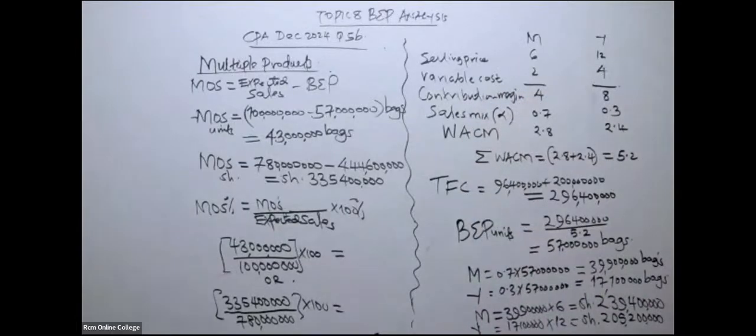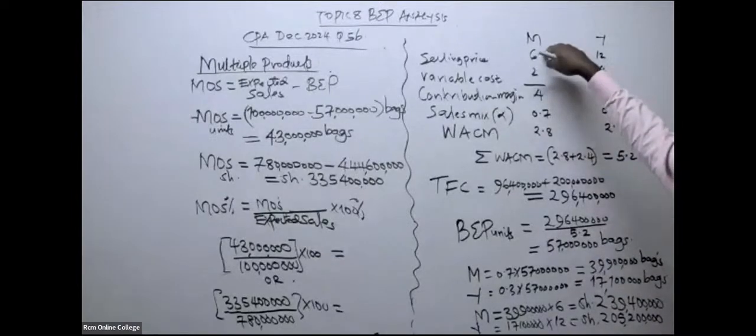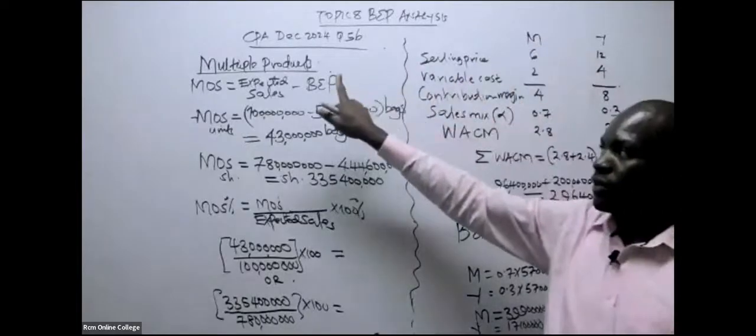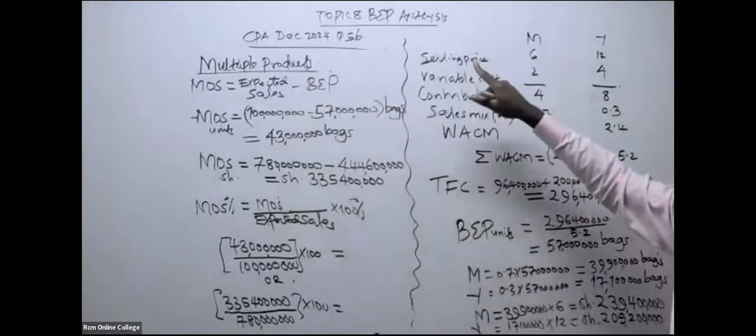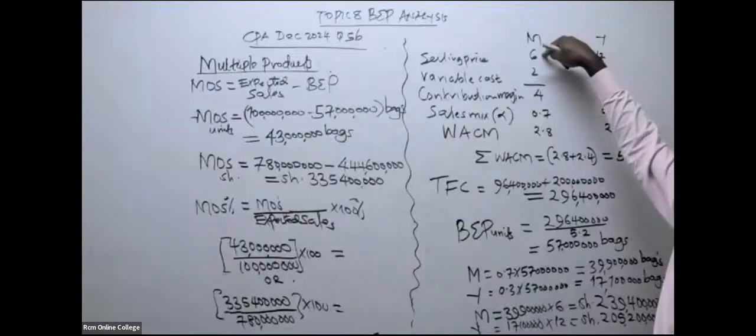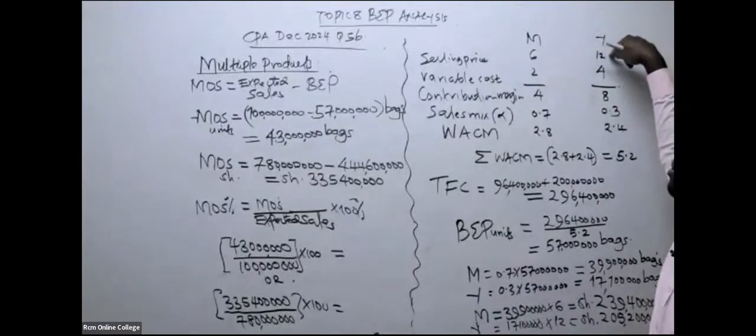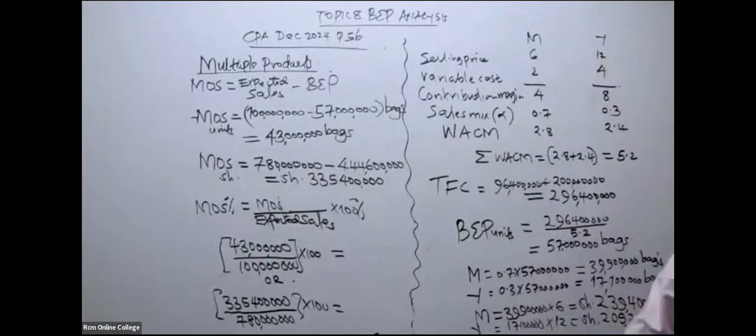Go to your calculator and please write for me these two things. 70 million by 6, where 6 is the selling price. Expected sales for product M is 70 million. 70 million by 6 plus 30 million by 12. What are you getting?